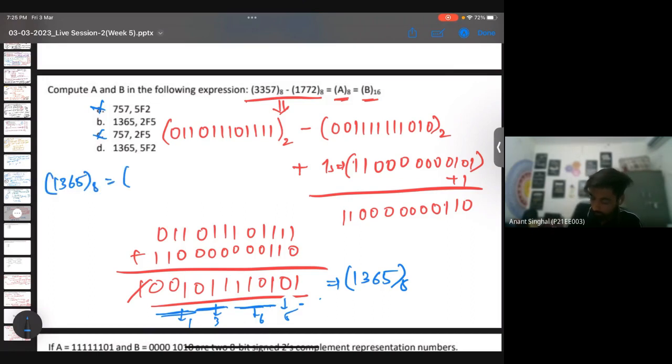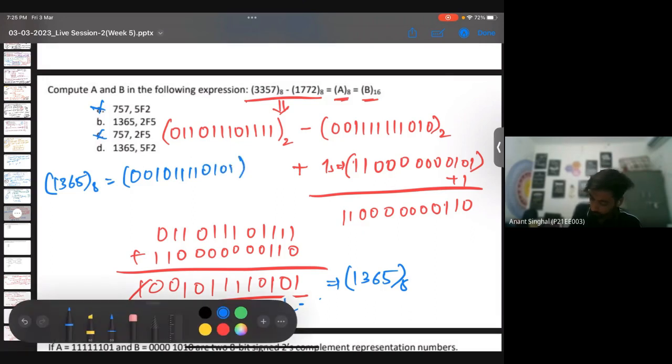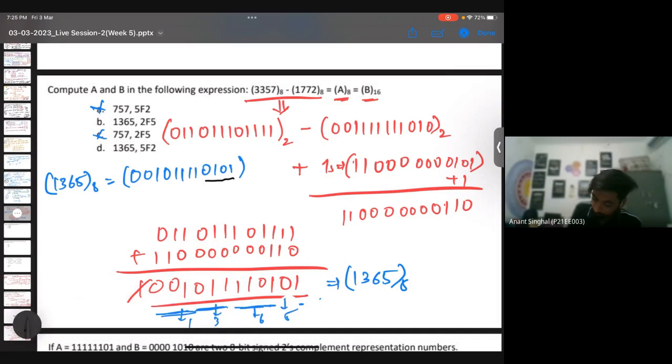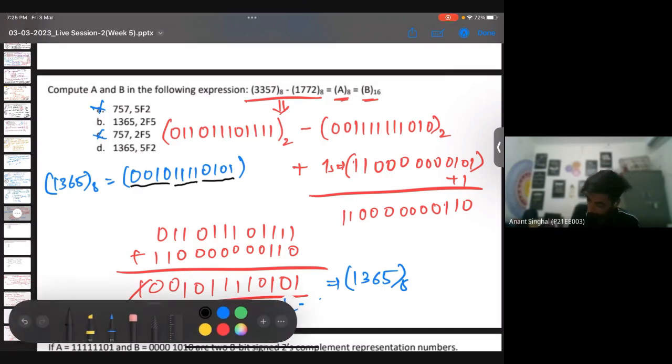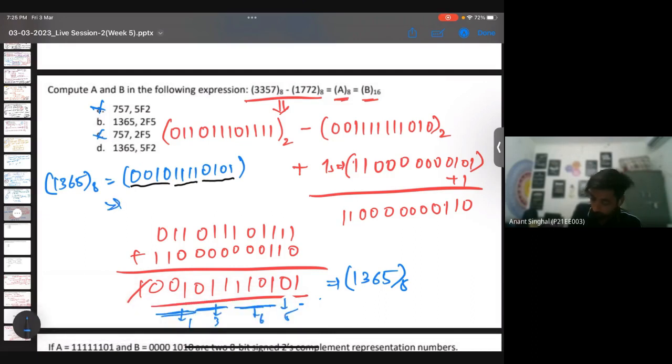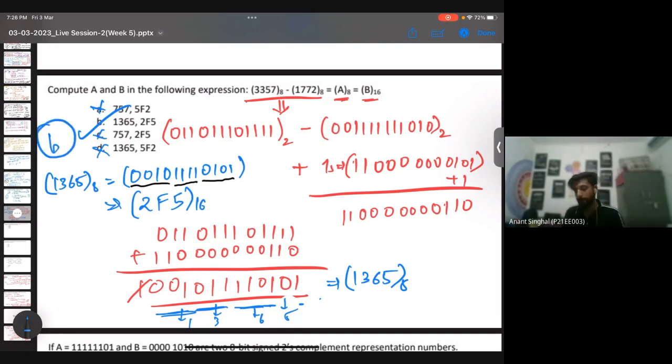So we can directly convert this 1365 to its hexadecimal. We already know the shortcut. This one is 001, then this 3 is 011, and then 110, and then 101. So we can take a pair of 4 now. So this is 4, then this is 4. If I try to write it, it is nothing but 2, then all ones are there, then it is F, then it is 5 to the base 16. So we have eliminated this. The correct answer to this problem is option B.